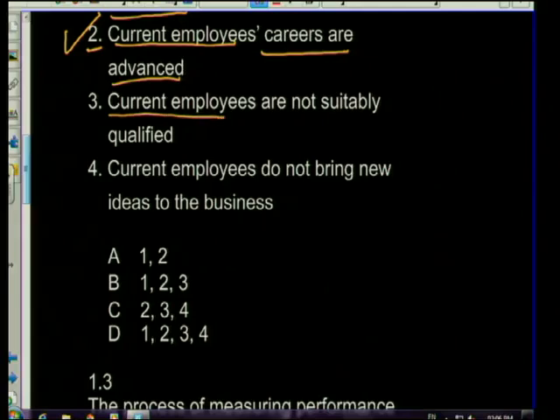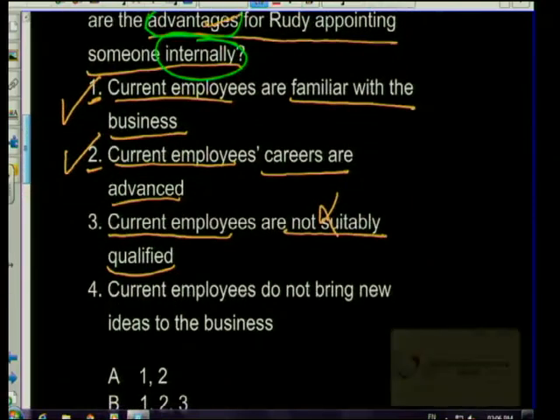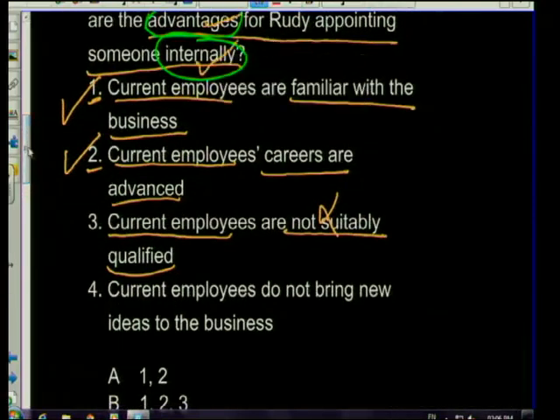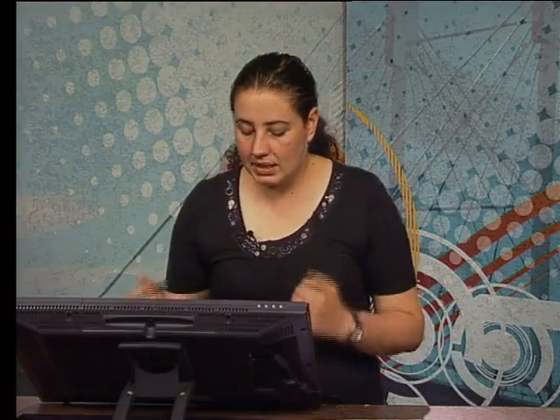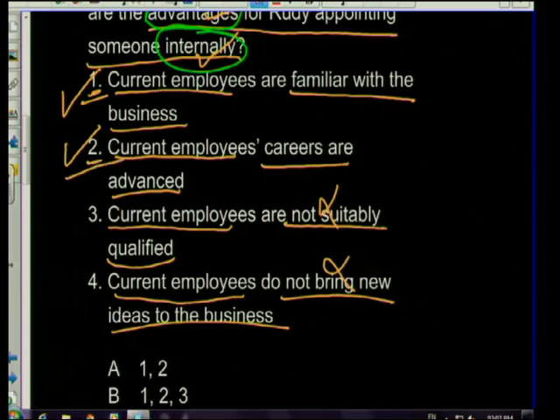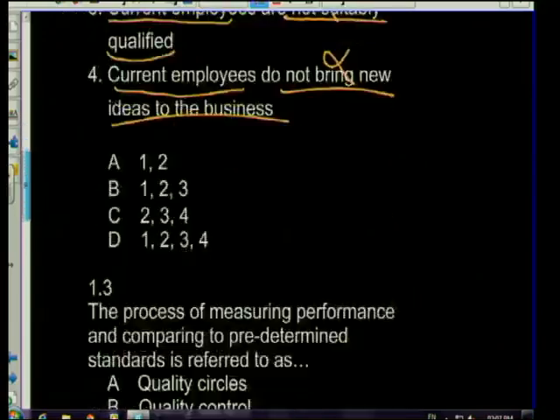Let's read this third statement: current employees are not suitably qualified. Yes, this does refer to internal recruitment, but it's giving us a negative. So that would not be part of the advantages of internal recruitment. Let's have a look at the fourth one: current employees do not bring new ideas to the business. Again, yes, it does tick the box because it's an existing employee, but it's giving us a negative. So before we even look at what the different options are, we know off the bat that number 1 and number 2 are the best options available. So let's have a look at the answers.